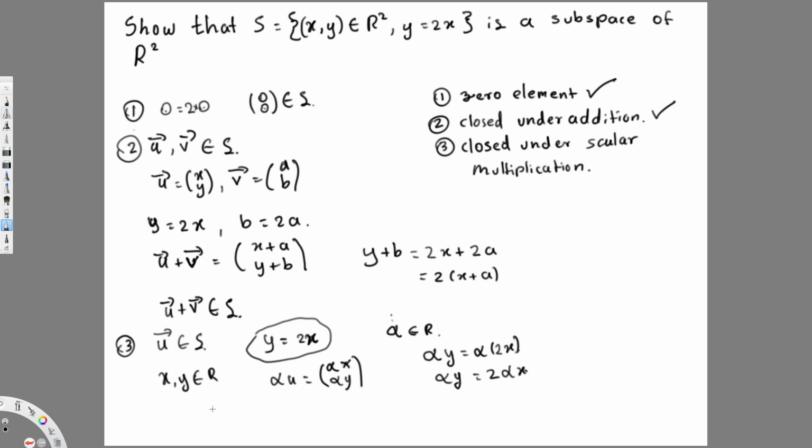Therefore, we can say alpha u belongs to S. Therefore, S is closed under scalar multiplication. Therefore, we can say S is a subspace of R2. So this is how we prove this question.